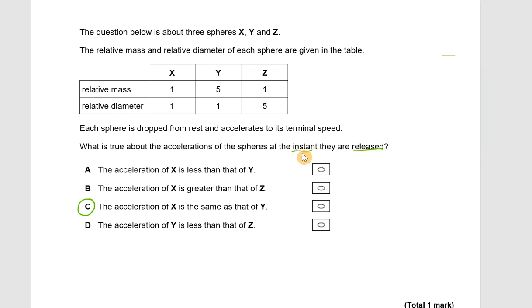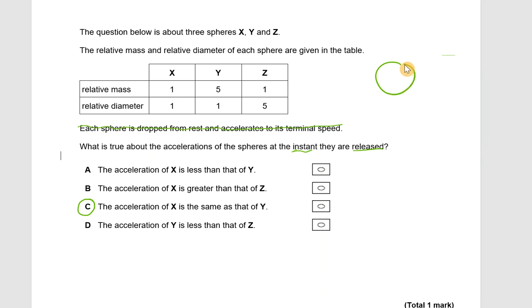So, the instant they are released, they're not at their terminal speed. So that's a bit of a red herring, or a bit of trying to catch you off your guard with that statement. That's a completely irrelevant statement. We're looking at the instant they are released.